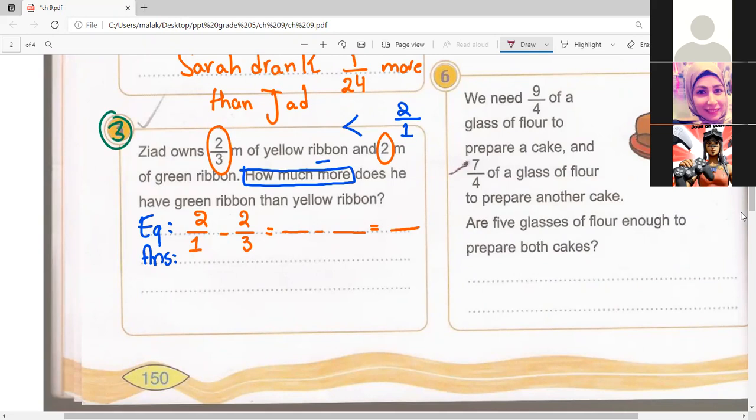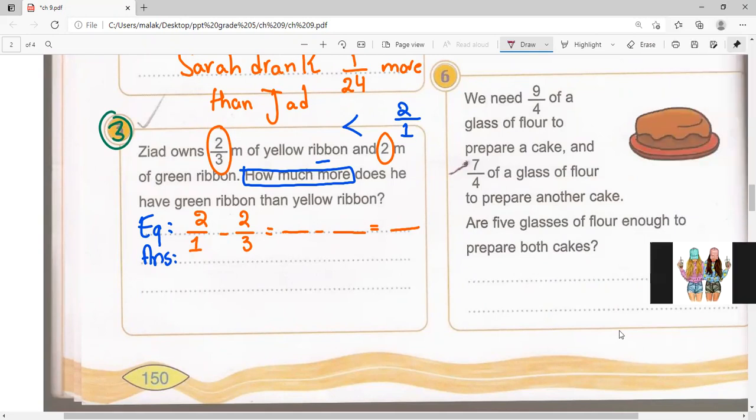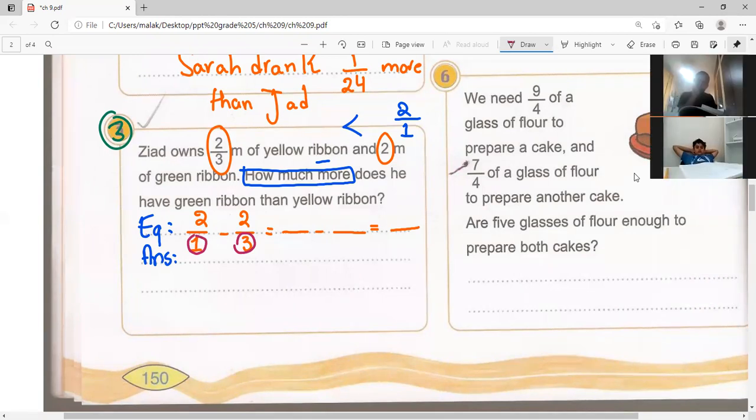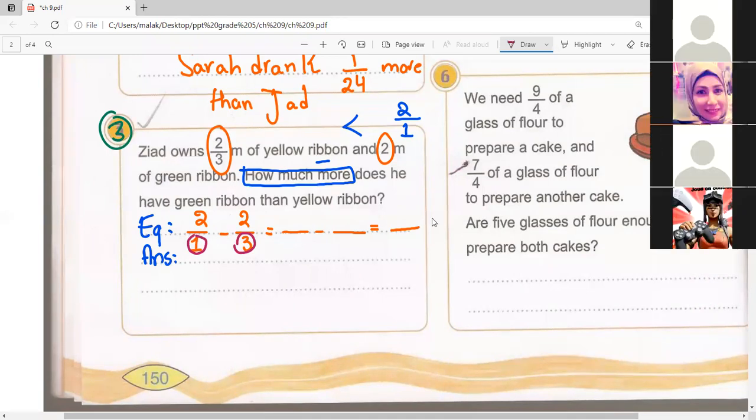Fatima Madi. Yes, teacher. What shall I do here? How do we continue? How do we subtract these 2 fractions? First, we will find a common multiple. What is the common multiple between 1 and 3? Haitham, stay mute. What is the common multiple, Fatima? 6.